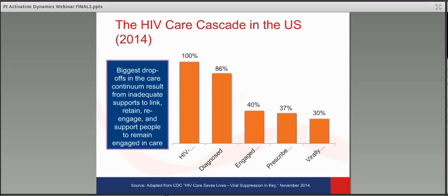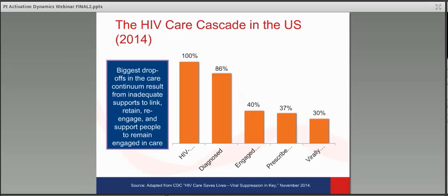This is a 2014 version, United States, from the CDC, and many of us are very familiar with this, and we see the drop-off. And actually what we would like to see is the mirror image of this. We would like to see very few people involved in getting diagnosed with HIV and many, many people suppressed, where their viral loads are suppressed.